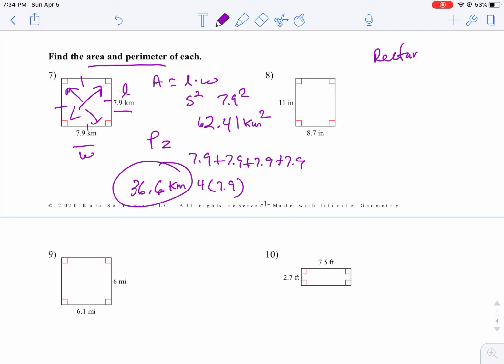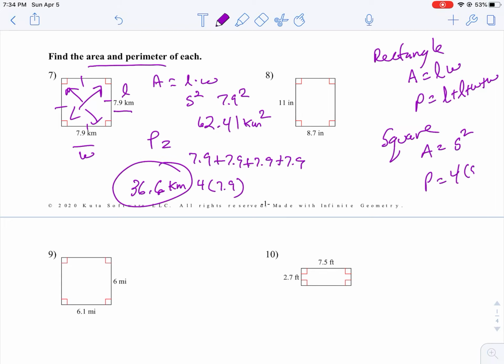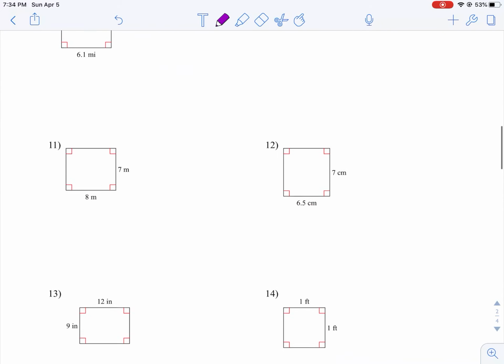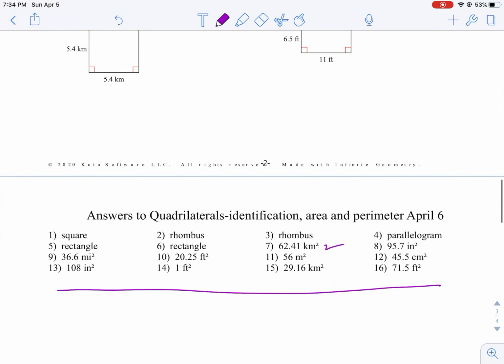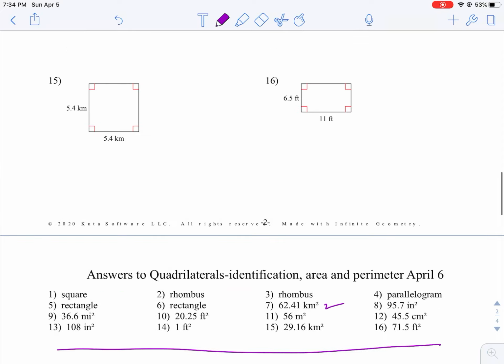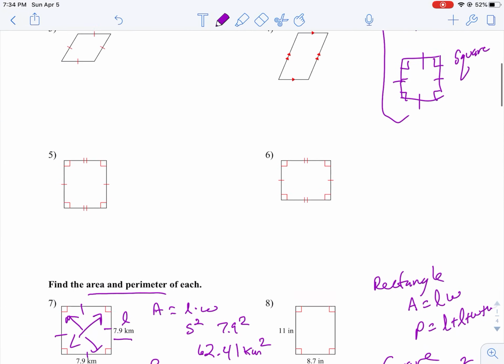So for your rectangle, area equals length times width. Perimeter equals length plus length plus width plus width. Remember, the lengths and widths are not the same. For a square, the area is just one of the sides squared, and the perimeter is just 4 times the side. Okay, and that's all you have here, and that's all you're practicing today. Sorry I don't have any of the perimeter answers down here, but I'm sure you can get those easily.